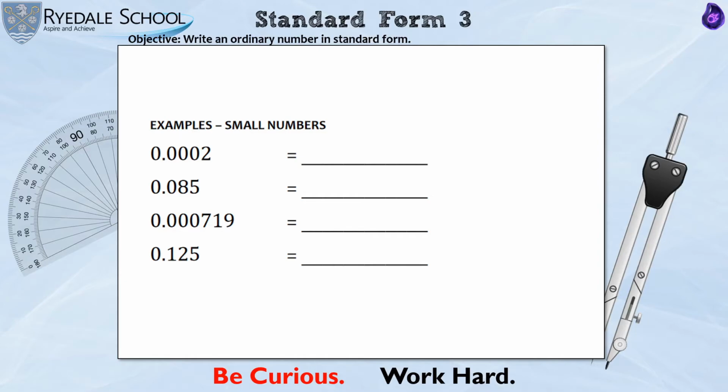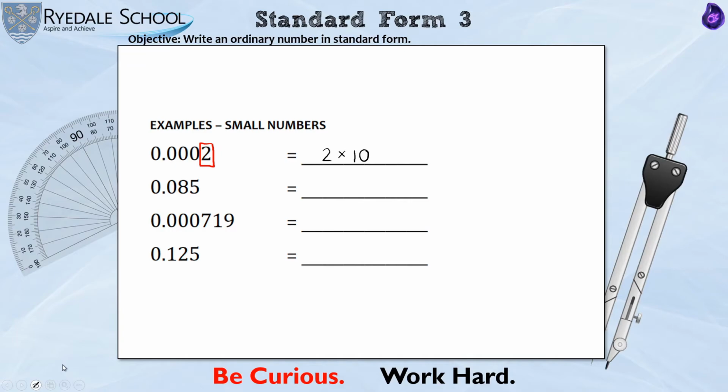So let's see how this works for what I'm calling small numbers. And by small numbers, I just mean numbers that are less than 1, numbers that are decimals. So what you're going to find is it actually works in exactly the same way. Have a look at your number and think about the important digits. In this one, it is the number 2. So I know that this is going to be 2 times 10 to a certain power.